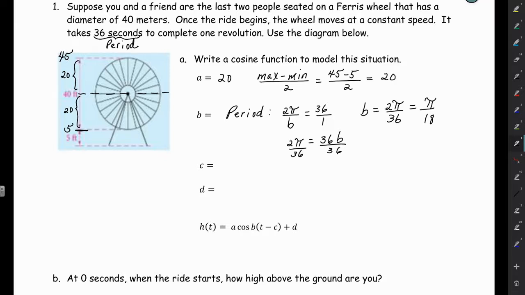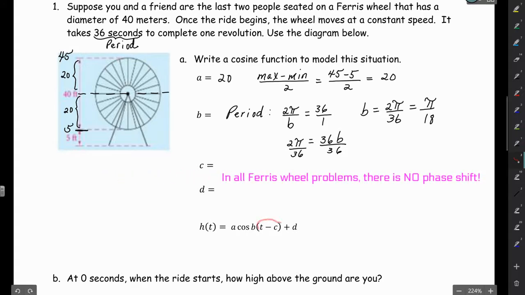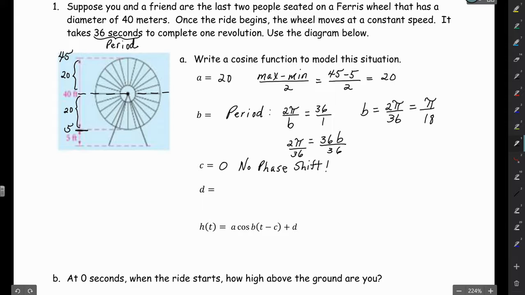The next value we're looking for is the value of c, and we said that in all Ferris wheel problems, c is always going to be 0. So that's an easy one. That's a gift question. The last one is d.